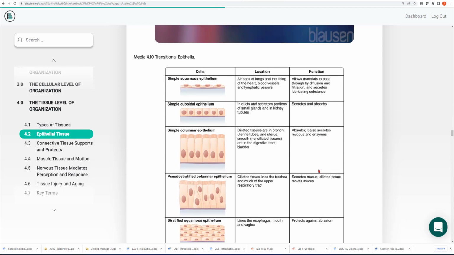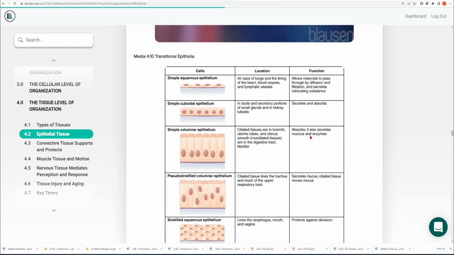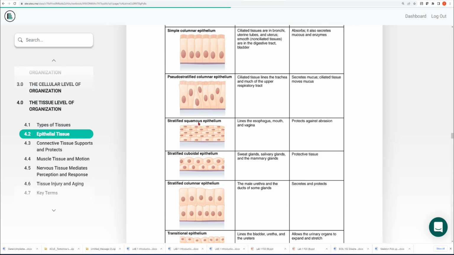Here's a nice little table that reminds us of the different types of epithelium. And what's nice about this is it reminds you of where these different tissues are located. This is exactly what you need to know. And you'll also see that the three simple epithelia are all about passing molecules, secreting and absorbing, very thin layers. Whereas the stratified epithelium are more about protection, protection, protection.